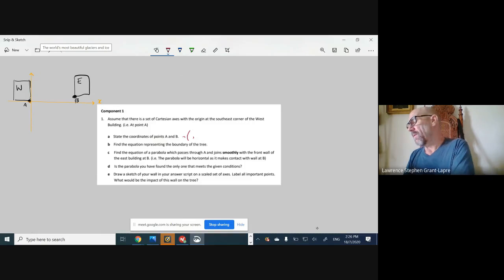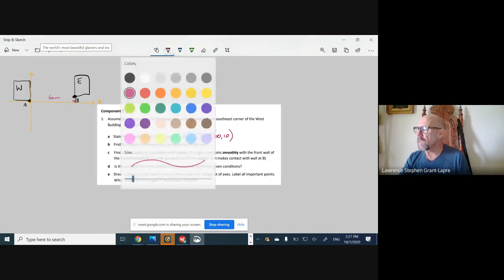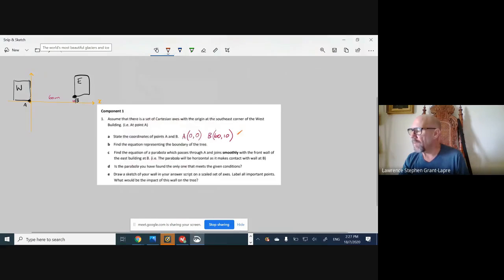If this is going to work, it doesn't seem to be working. Let's try it slowly. Okay. 0, 0. And point B is across 60 meters and up 10 meters. So it's 60, 10. Right, that's all you had to do, is state the coordinates. That's worth 1 mark.